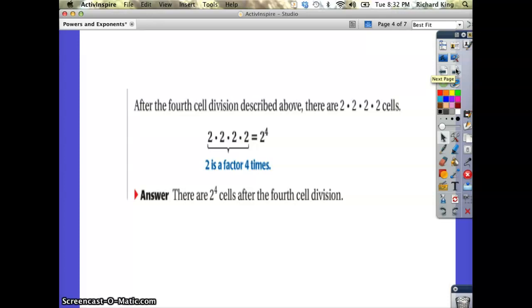Here's another example of an expanded version and writing it as a power. The base in this case is 2, and it's used 4 times, so it's 2 to the 4th power.